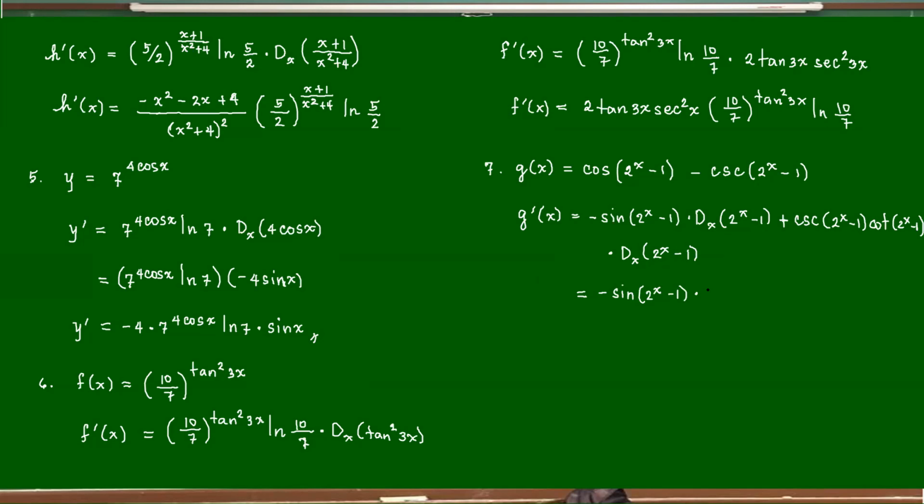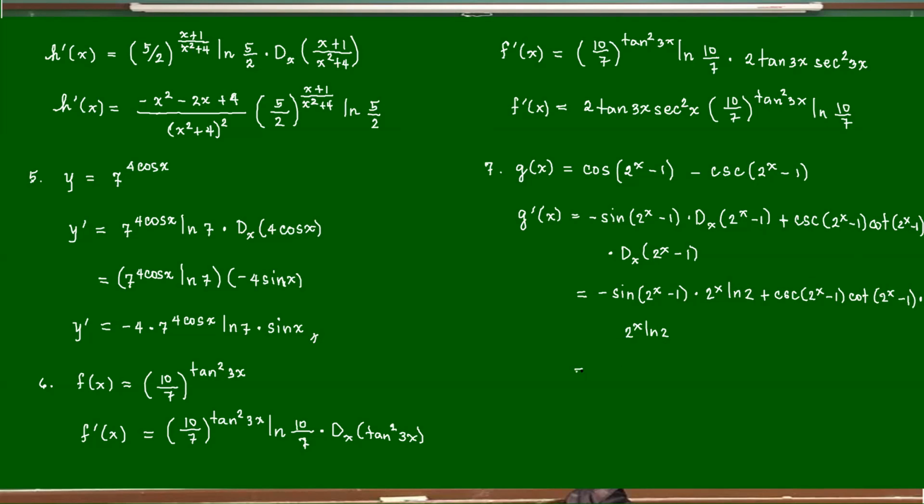So that is 2 to the x ln 2. But what's the derivative of x? 1. Then the derivative of negative 1 is 0. Okay? So plus, copy cosecant of 2 to the x minus 1 times cotangent of 2 to the x minus 1, times what's the derivative? So we got that already actually, no? So 2 to the x ln 2.